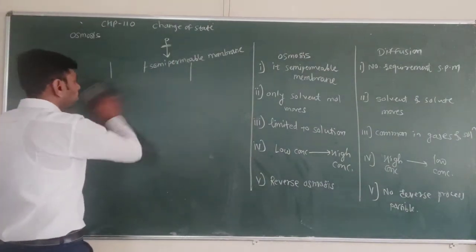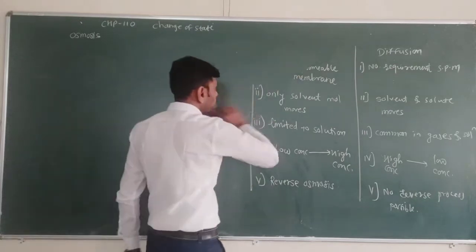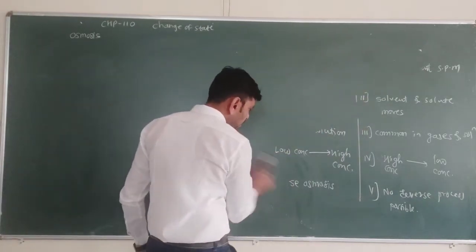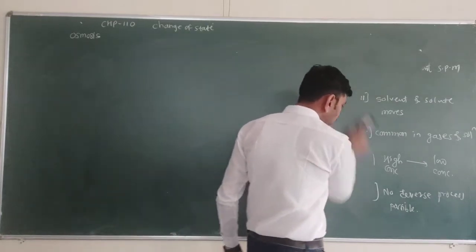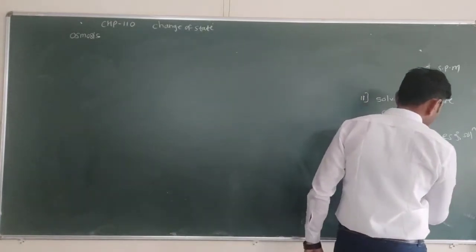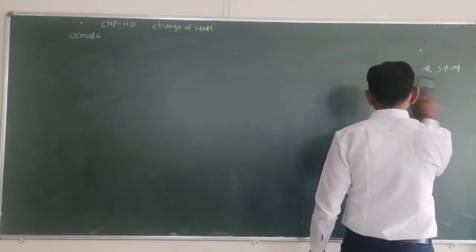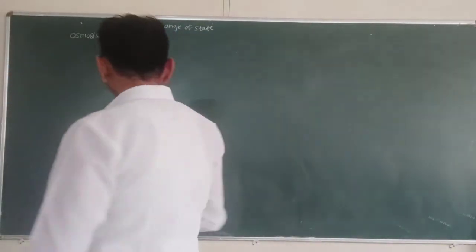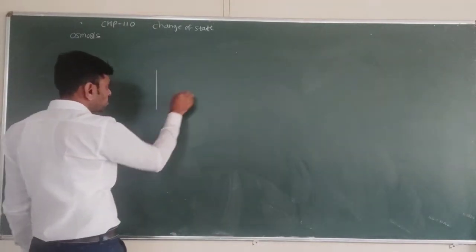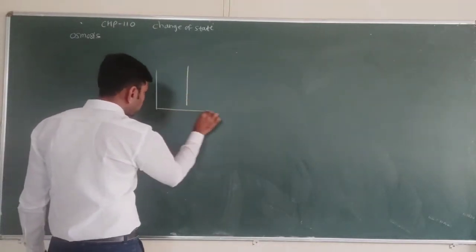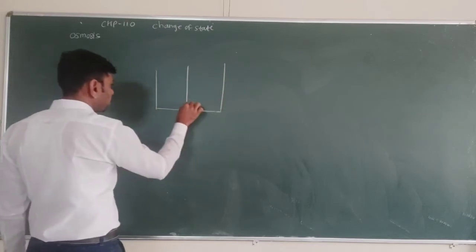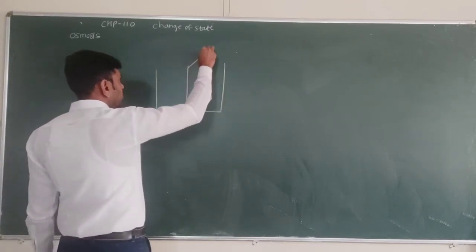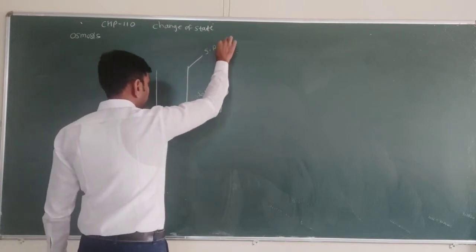Let's see osmotic pressure. It is the excess external pressure applied on the solution side so that solvent molecules flow from the solution to the solvent side, or from high concentration to low concentration. Suppose here the process of osmosis takes place. Suppose we are taking two solutions, solution 1 and solution 2, and here this semi-permeable membrane.